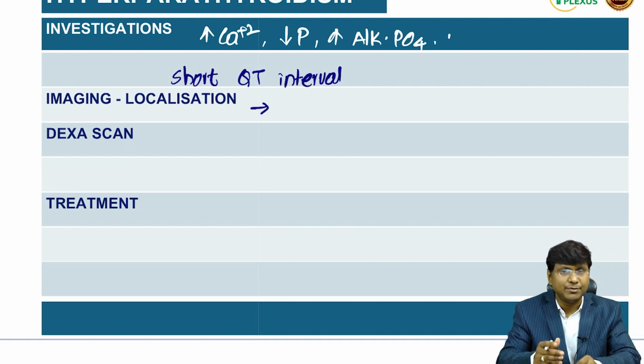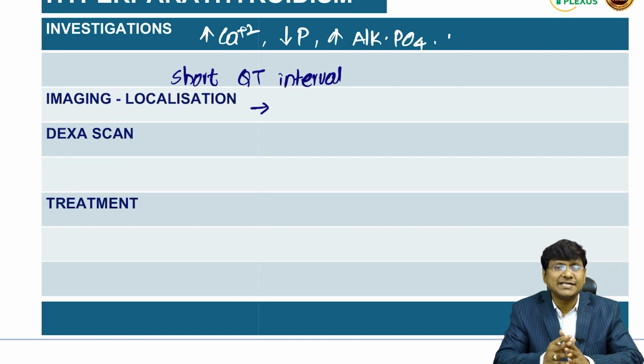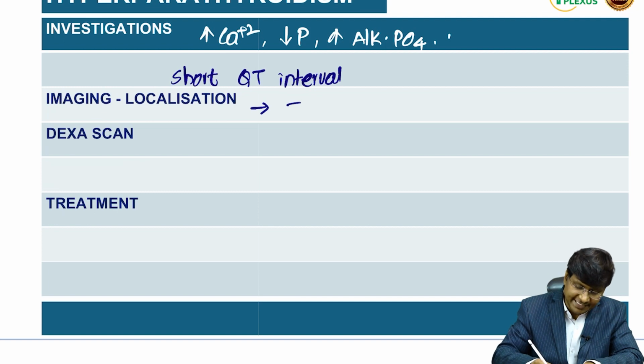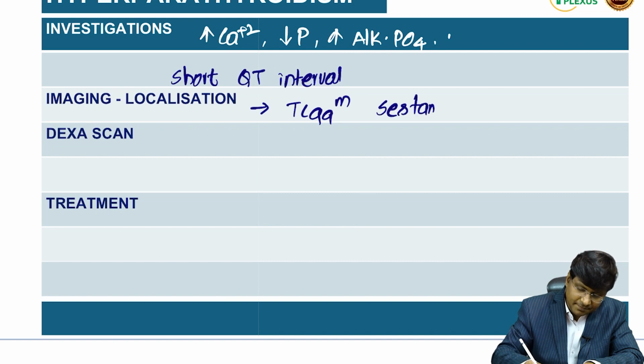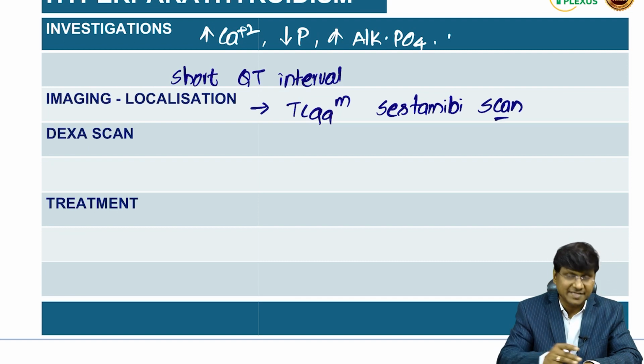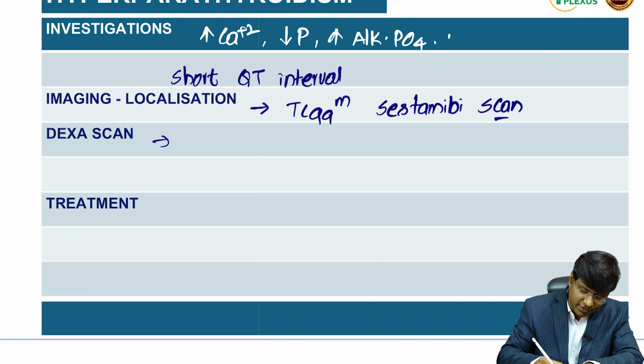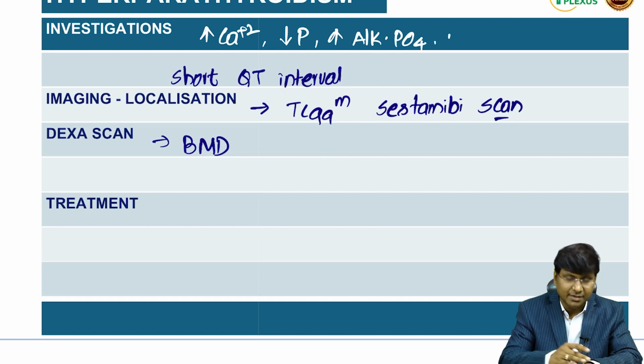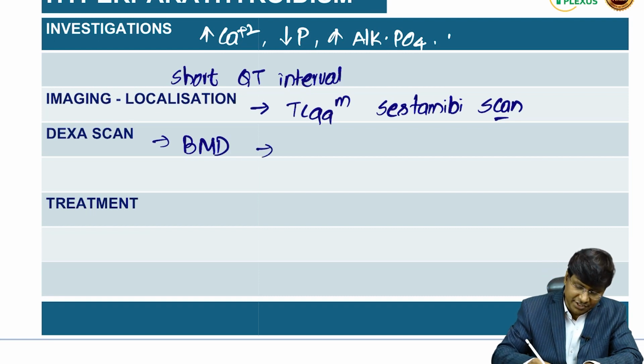And how will you be able to localize the tumor? The localization of this parathyroid adenoma is done by the technetium 99m sestamibi scan, right? And the DEXA scan is useful for assessment of the bone mineral density, wherein you will measure the T score as well as the Z score.